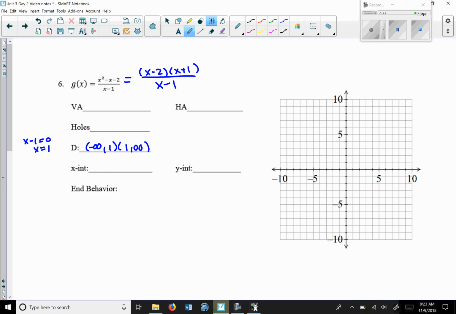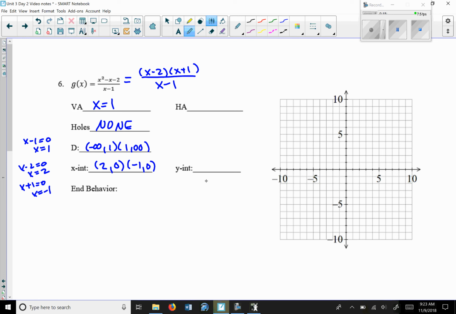There is a vertical asymptote at x equals 1 because there are no common zeros between the numerator and denominator, so there are no holes. My x-intercepts are the zeros of the numerator, so x minus 2 equals 0, so x is equal to 2, and x plus 1 equals 0, so x equals negative 1. So we have x-intercepts at (2, 0) and (negative 1, 0).